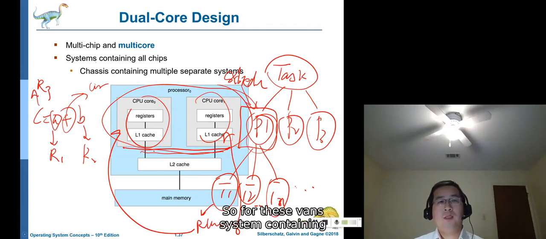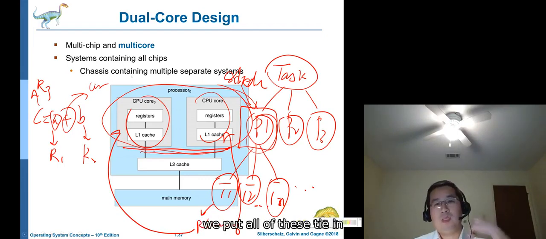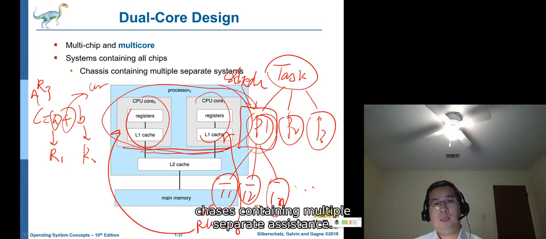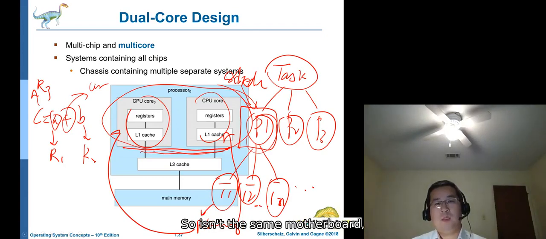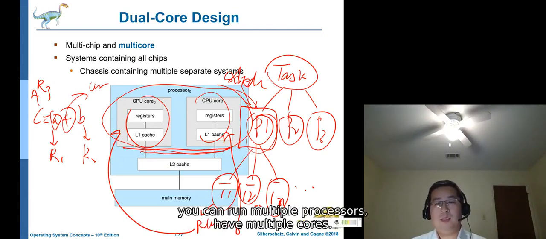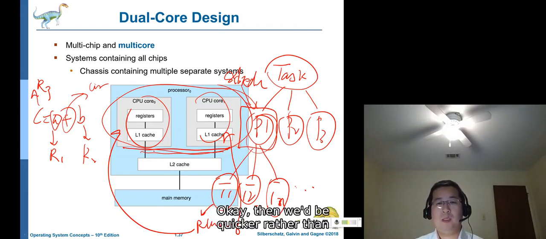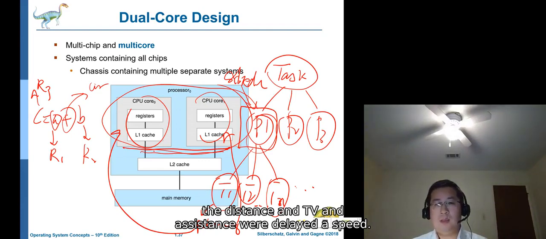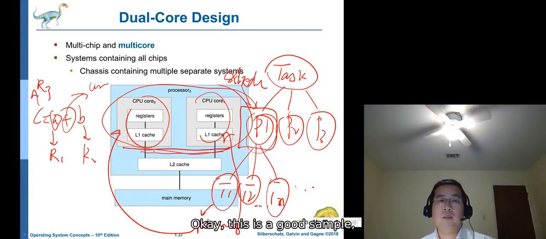So for this one, system containing all chips, that means we put all of this down in one system, and then chassis containing multiple separate systems. So within the same motherboard, you can arrange multiple processors. Each processor has multiple cores. Okay, that will be quicker, correct? Rather than just using different chassis. Because with chassis there's a distance between different systems, that will delay the speed. Okay, this is an example.